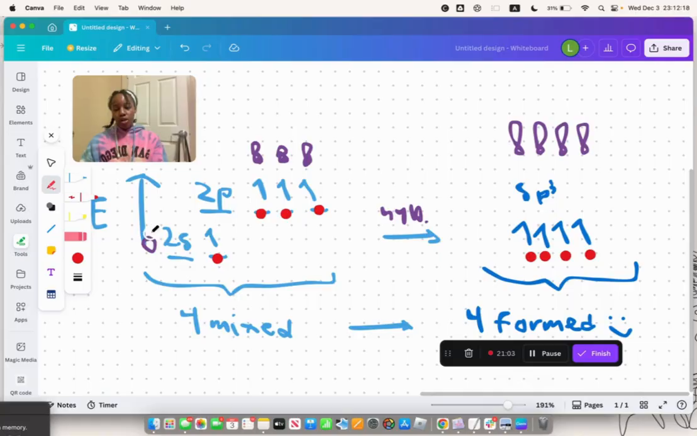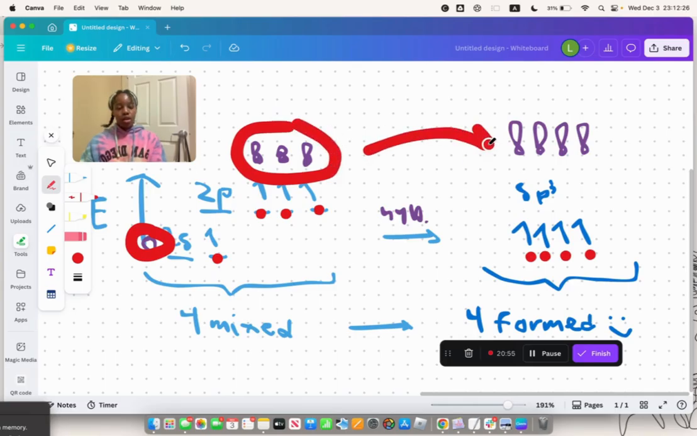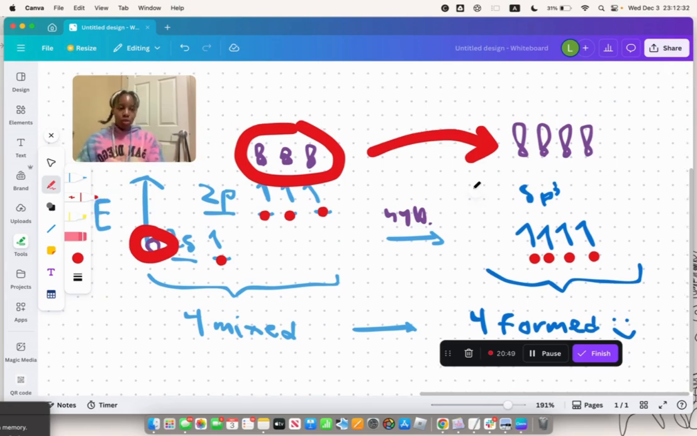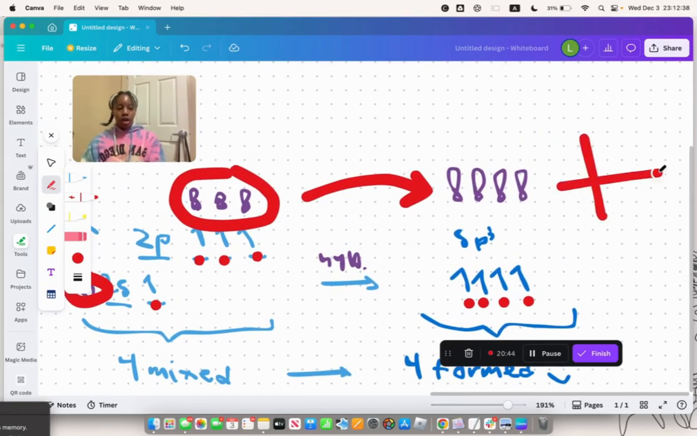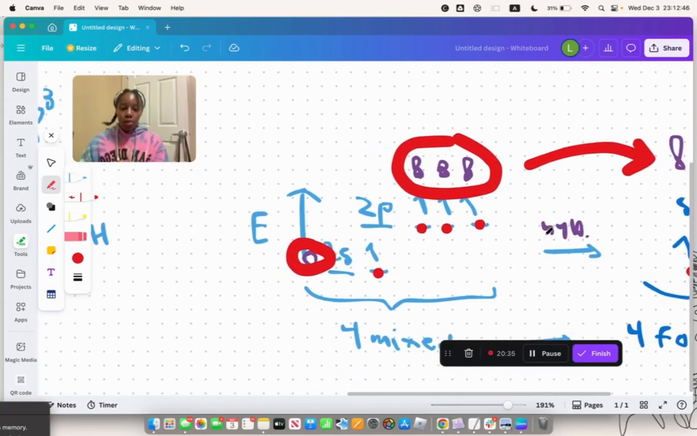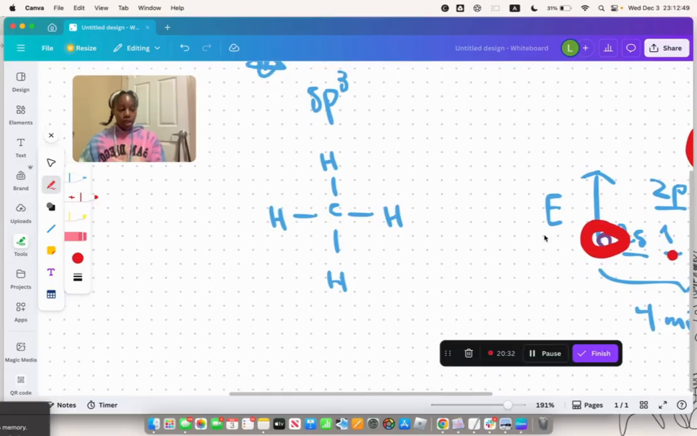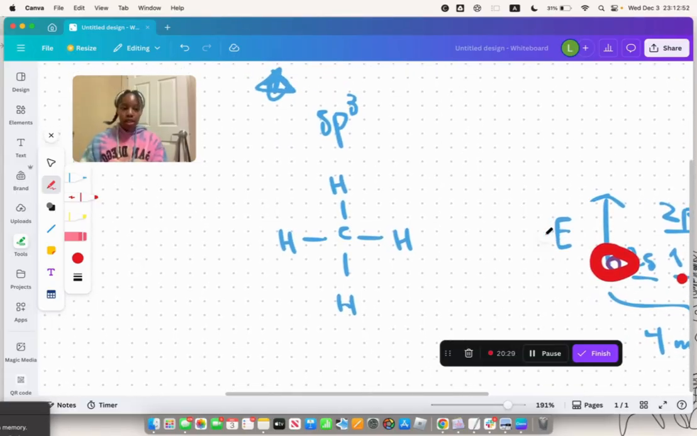So mixing our 2s and our three 2p's, we make these four hybridized orbitals. And these hybridized orbitals will align on an axis that eventually form a tetrahedral shape. And that's where we get that methane is tetrahedral, and it has a bond angle of 109.5.